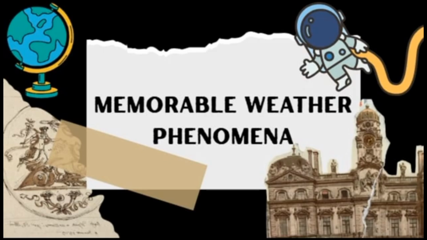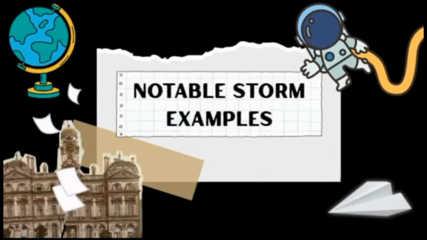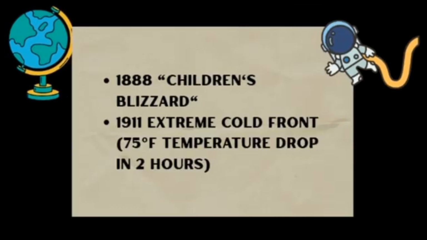Moving on to memorable weather phenomena, a notable storm example is in 1888, the Children's Blizzard, and then the 1911 extreme cold front, which had a 75-degree Fahrenheit temperature drop in 2 hours.